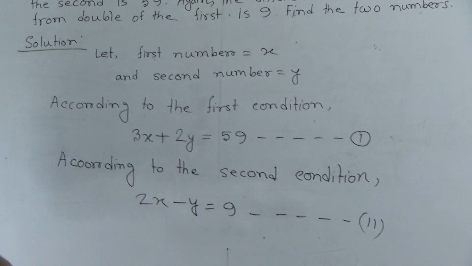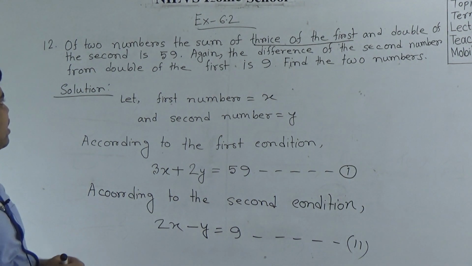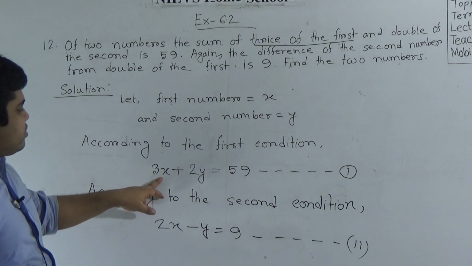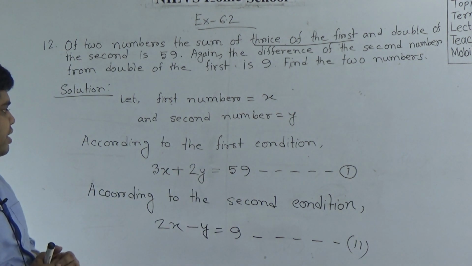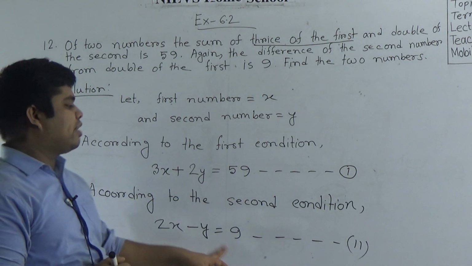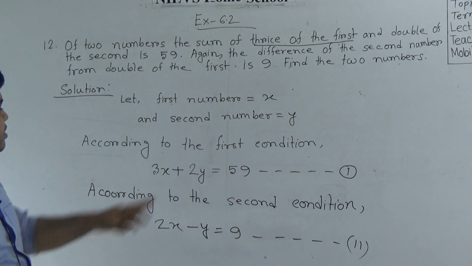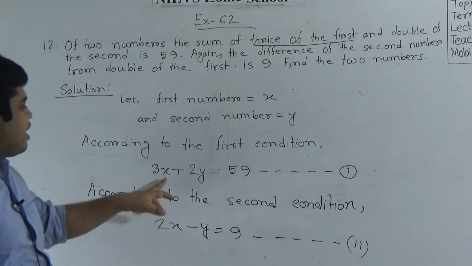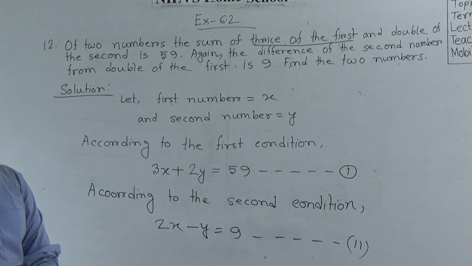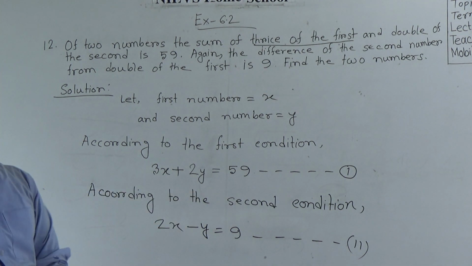I hope you have understood these two conditions, how to build up these two conditions. Our first condition is 3x plus twice y equal to 59 and our second condition is twice x minus y equal to 9. I hope you have understood. Now, we shall solve these two equations and we get the value of x and y, that means the two numbers. How can we solve these two equations? We use here substitution method or elimination method.